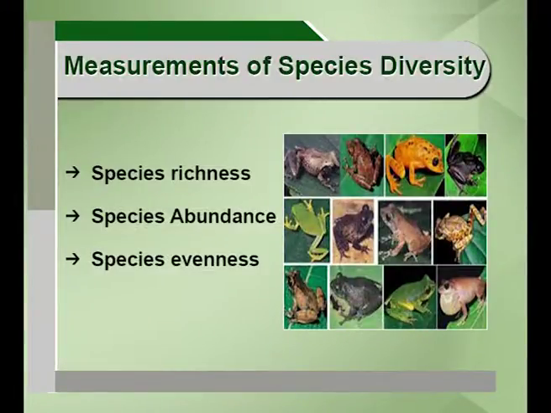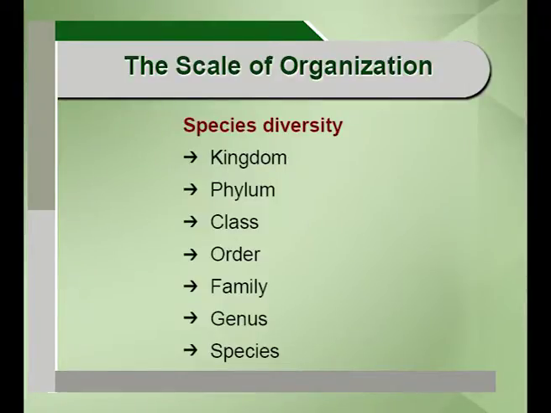Now coming to species diversity. Species diversity is diversity between species. It can be measured as species richness, species abundance and species evenness. Species richness refers to the number of species in a particular area. Species abundance is the number of individuals of a species in an area. And species evenness is how that abundance is distributed among species. So, species richness, abundance and evenness give a measurement of species diversity. The scale of organization for species diversity is species, then genus, family, order, class, phylum and kingdom.